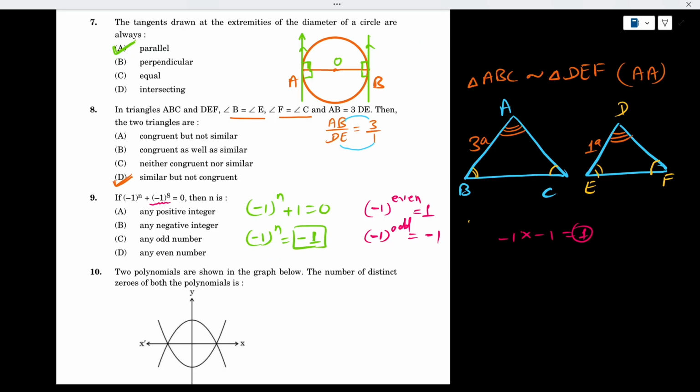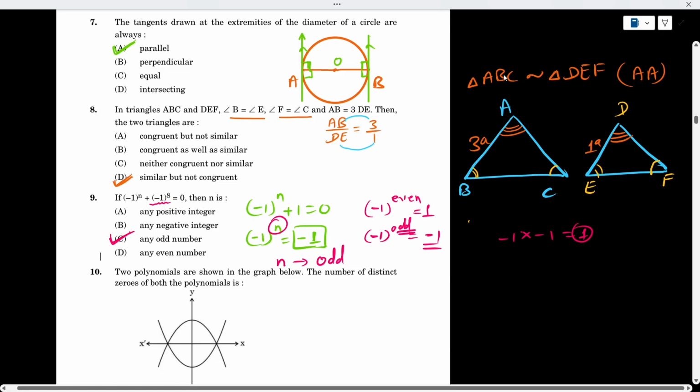So what should be the power of n here? n is going to be odd, because we have seen that only when the power is odd do you get minus 1. So what is going to be the right option here? Any odd number. Your power n can be any odd number to get minus 1, right?